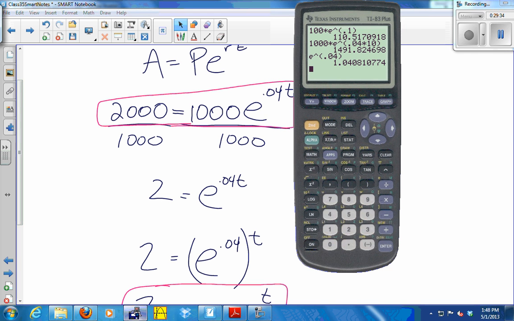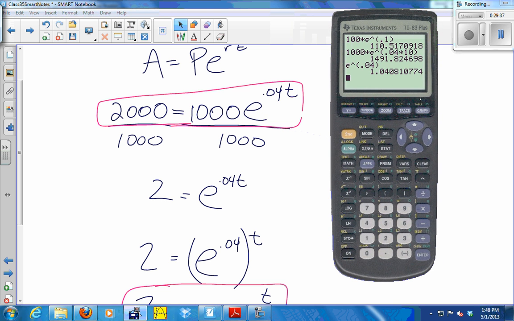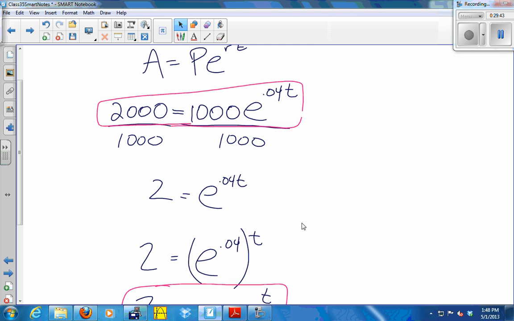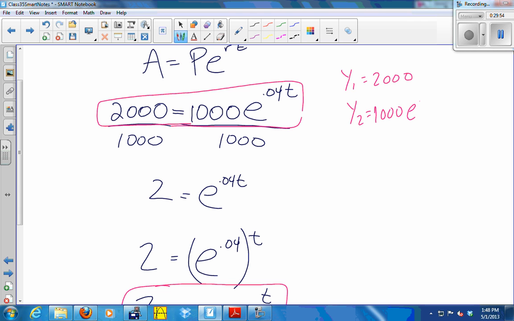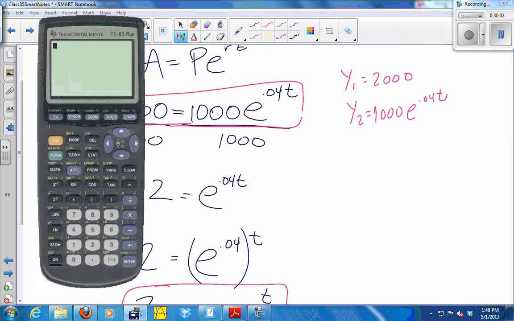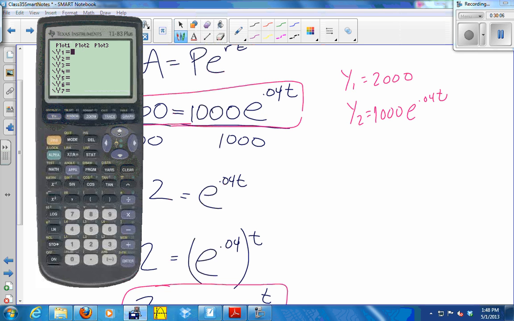So I'm not going to guess and check because it gets to be tedious. I'm going to solve this graphically. Right? We learned how to do that, I don't know, a month or two ago. You make the left side of your equation y1, the right side of your equation y2, and we want to find where the two intersect. So we go to y equals 2,000 and 1,000 e to the 0.04 x.